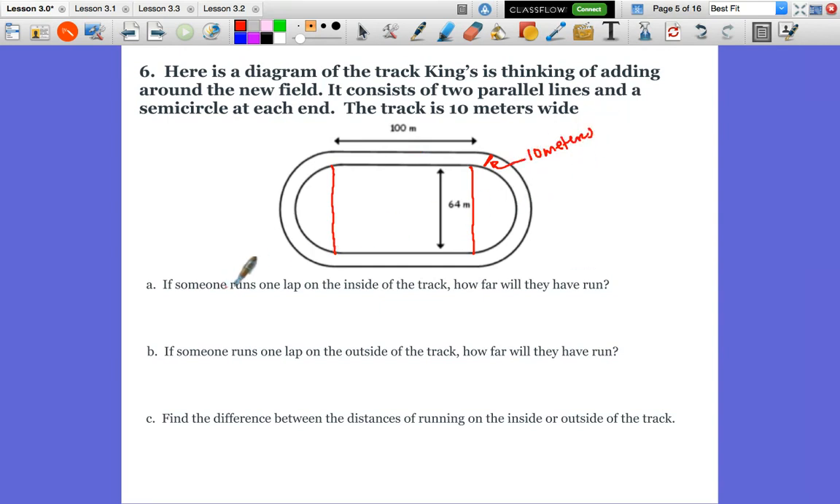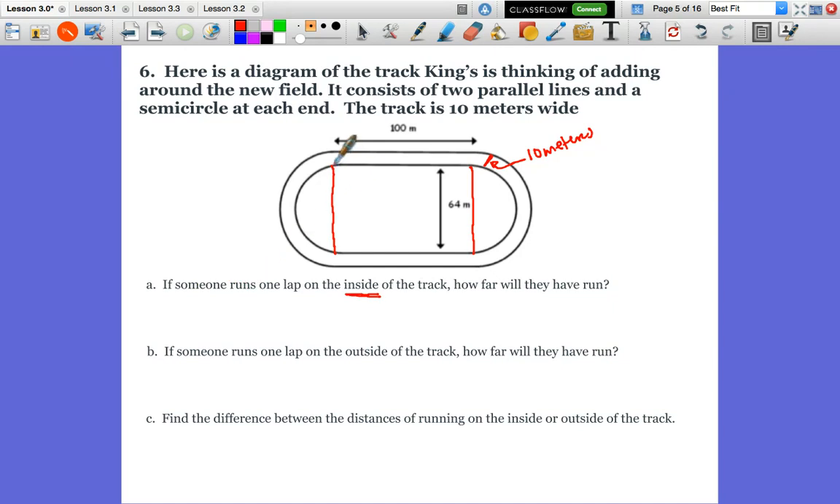Okay, so if someone runs 1 lap on the outside, how far will they run? I'm sorry, on the inside, I was ahead of myself. How far will they run? So we're trying to look at the distance around. This is a little bit different. So we haven't totally done something like this. This is an extension, but this is a fun problem to try.